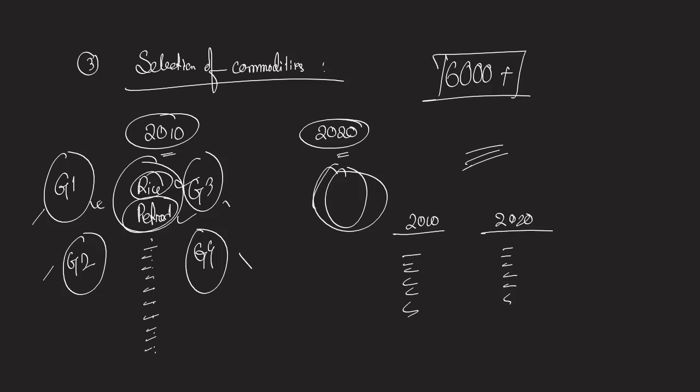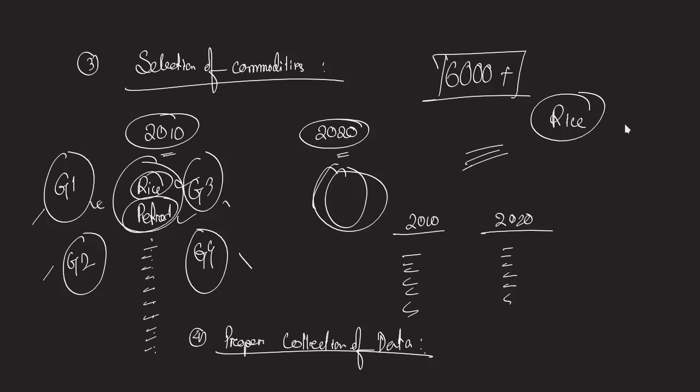And the last one is collection of the data, right? Number 4 is proper collection of data. Under proper collection of data, what comes is how you collect the data. Let's say I took one product, rice, for which we are calculating the price. So the base period is 2010, the current period is 2020.